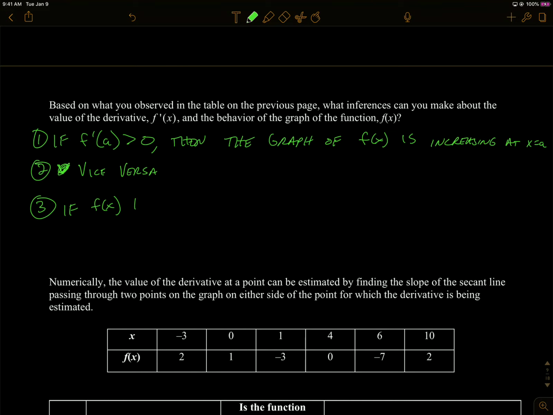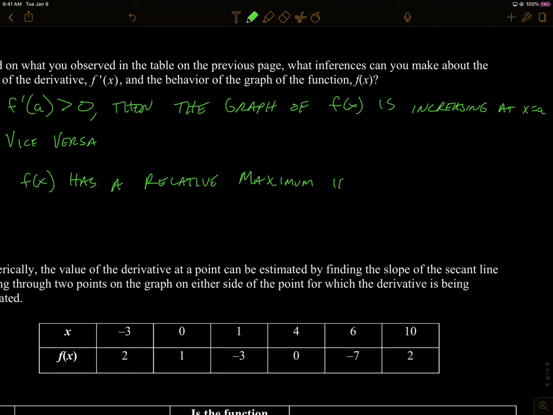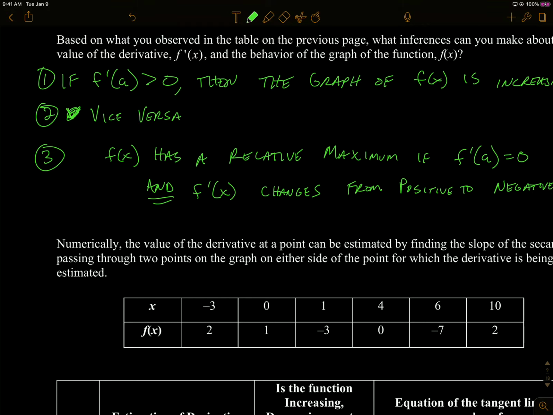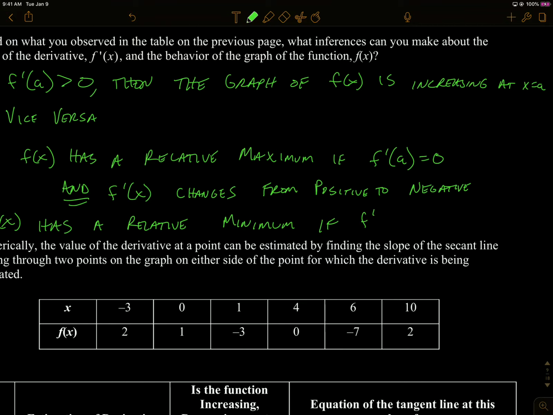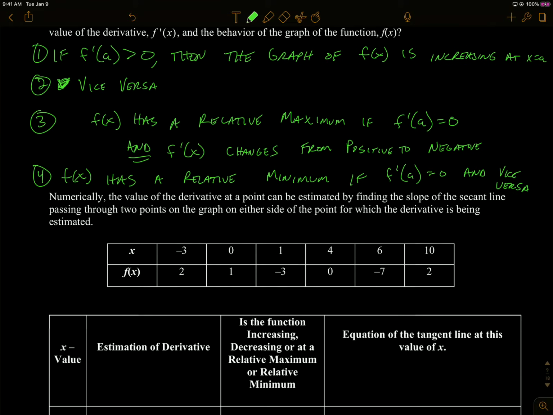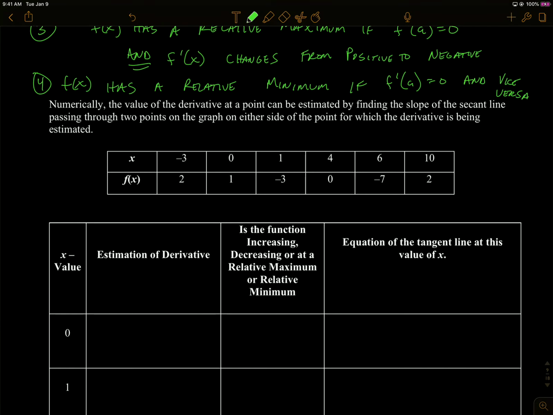If f of x has a relative maximum, or I should say not if, sorry. F of x has a relative maximum if the derivative at that specific x value is equal to 0 and the derivative changes from positive to negative. Okay, and then number 4, we're going to say f of x has a relative minimum if the derivative at that specific value equals 0 and vice versa. All right, so that means the derivative is going to switch from negative to positive.